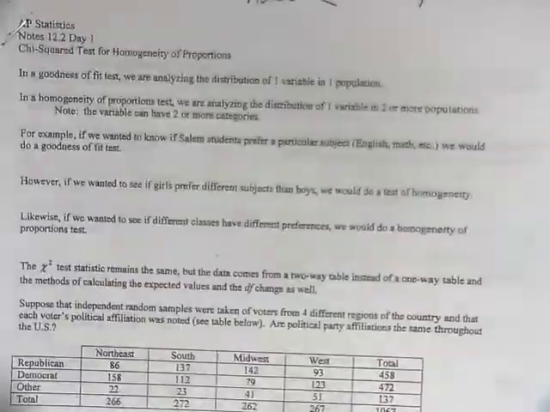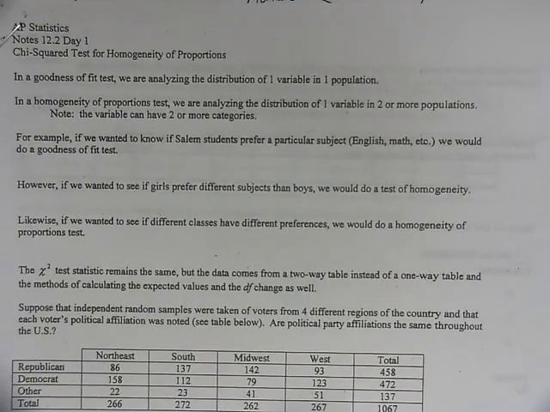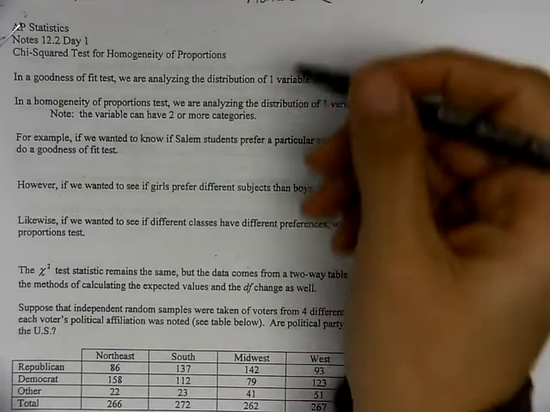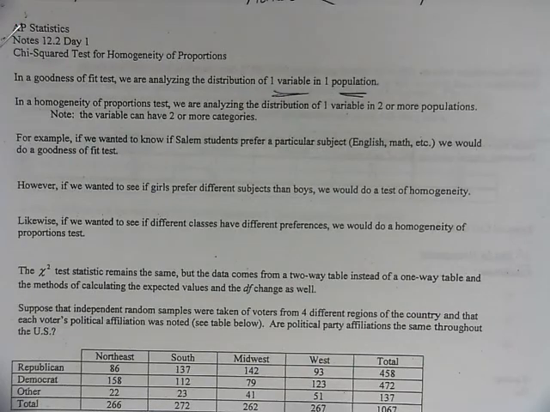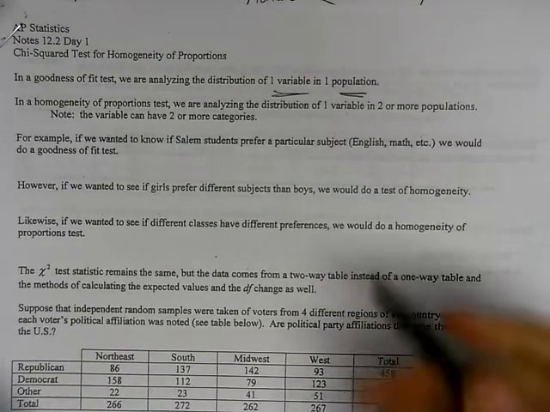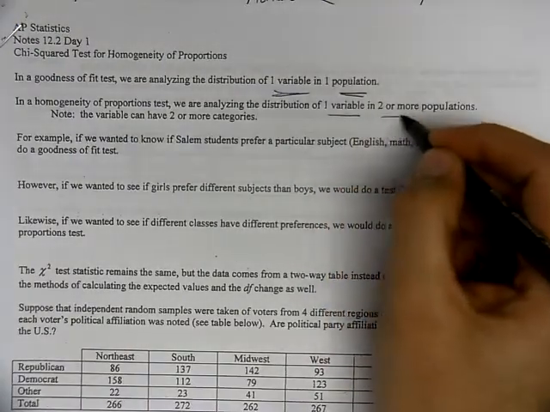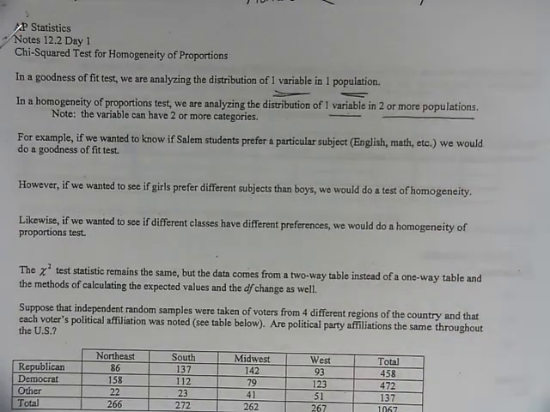So today's test is chi-squared for homogeneity. Like yesterday, what we did is we analyzed one variable in one population. So the number of each color of M&Ms, the grade distribution. So it was one variable, one population. Homogeneity test, you're looking at one variable in two or more populations. Again, the variable could have two or more categories.